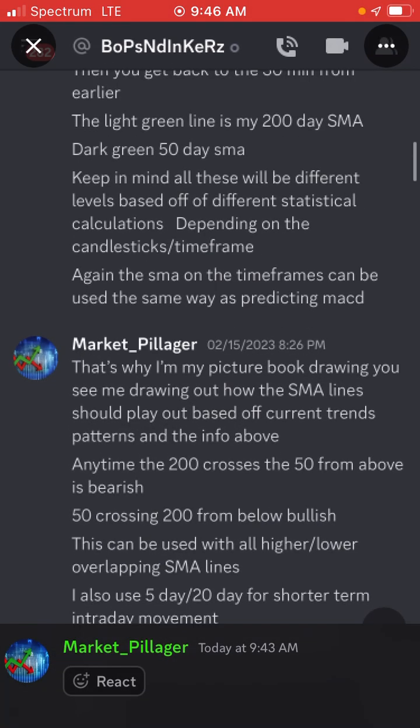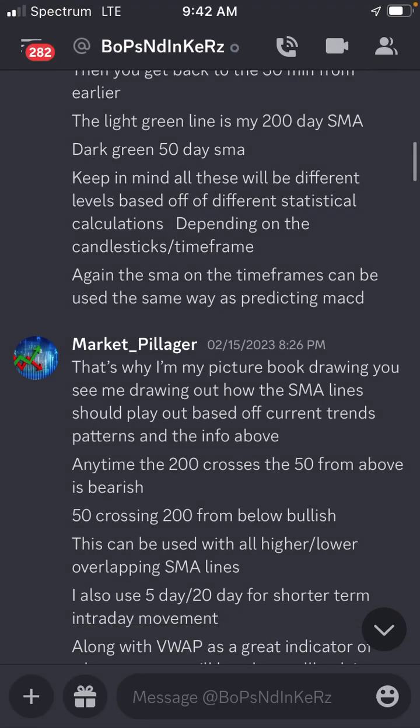Essentially, keep in mind that all these will be different levels based off of different statistical calculations, depending on the candlestick's time frame. Again, the SMA and the time frames can be used the same way as predicting MACD.